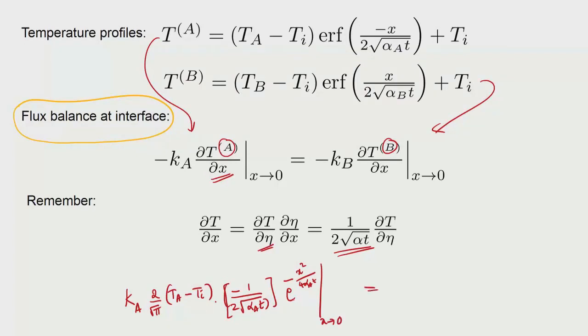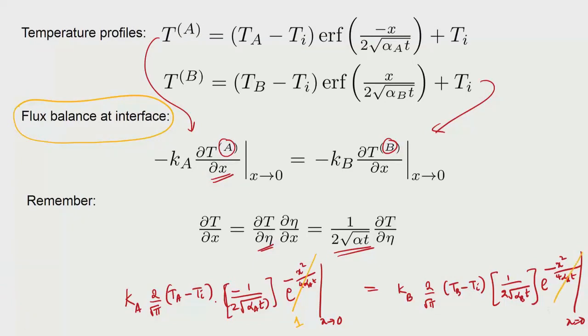Which means that becomes 1, and on the right hand side you could see that it will be Kb. Okay, I am removing the minus sign, Kb into 2 by root pi into this expression, that is Tb minus Ti, into 1 by 2 root alpha b t, e raised to the power of minus x square by 4 alpha b t, evaluated at x equal to 0. So, you could immediately see that we can make some simplifications. This is gone because that is 1, and this also is gone because it is 1, and then the time also will be gone because it is the same on both sides, and then you have got multiplicative factors that will be all gone. Okay.